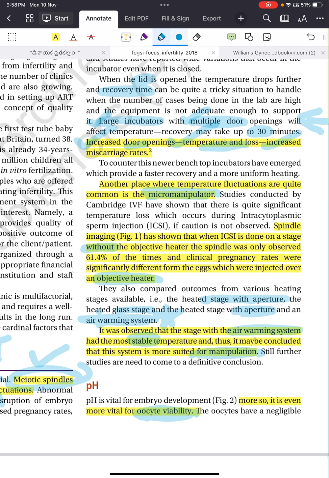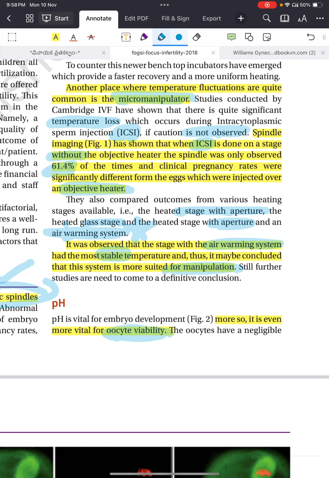One study in Cambridge says that quite significant temperature loss occurs during ICSI if caution is not observed. While doing ICSI, there will be more temperature loss. If you see spindle imaging without an objective heater, in ICSI there is only a 61% pregnancy rate, whereas with an objective heater it will be good. If there is an objective heater, then spindle formation will be very good.